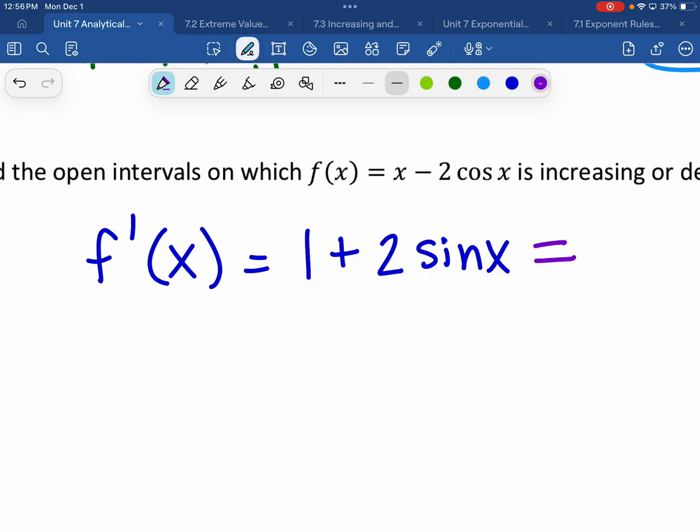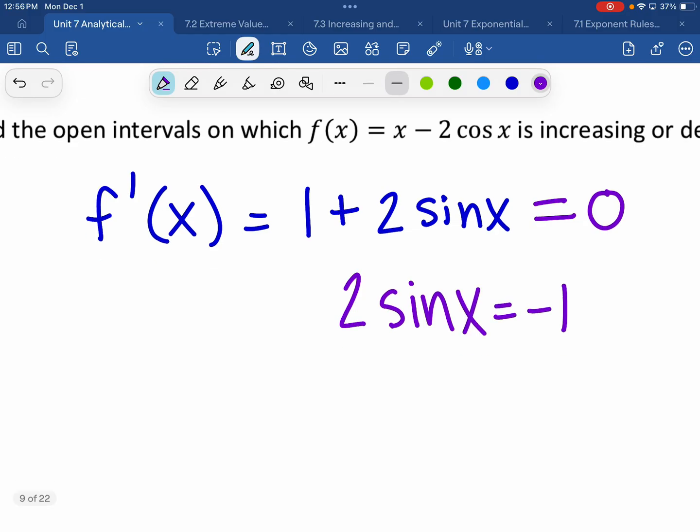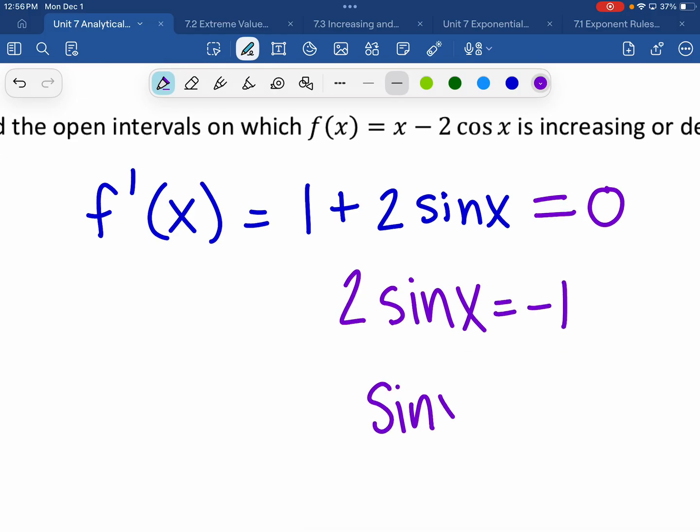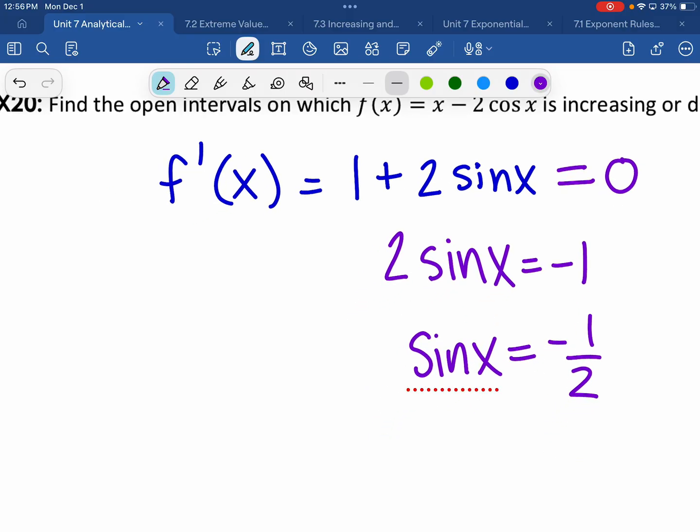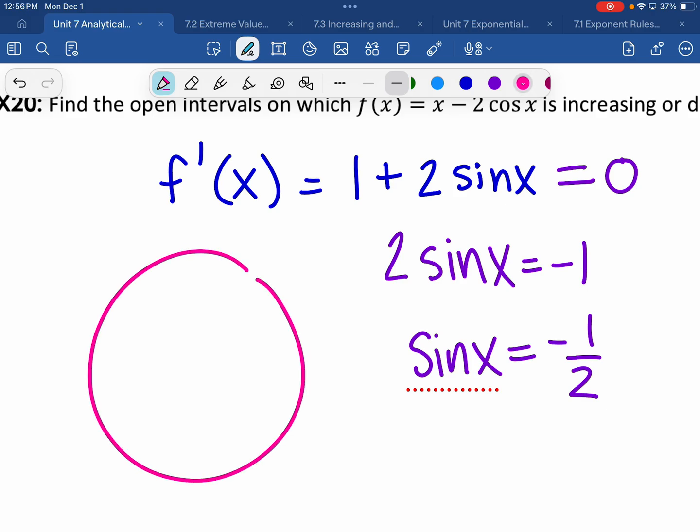All right, now what do I do with the derivative? Set it equal to 0. What would you do first? Probably subtract the 1. And then? Divide by 2. Yep. All right, so now on my unit circle, I have to figure out when the sine value is going to be negative 1/2.